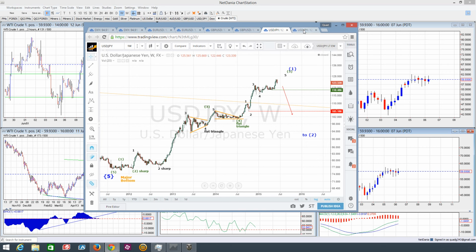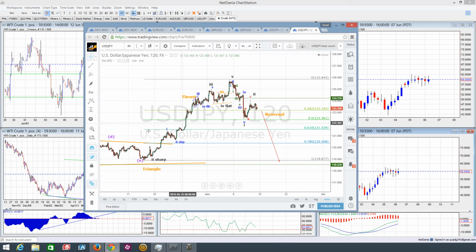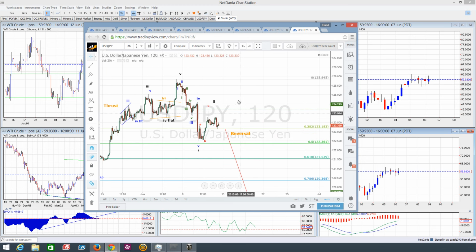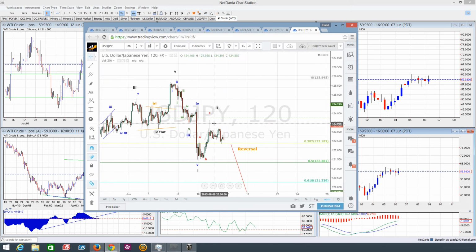All right, so let's move in a little closer here. We do have the triangle. We do have a nice impulse to the upside finished, and we've got a nice reversal impulse to the downside. So everything is there for the start of a significant reversal.